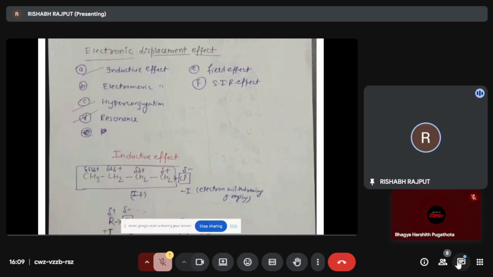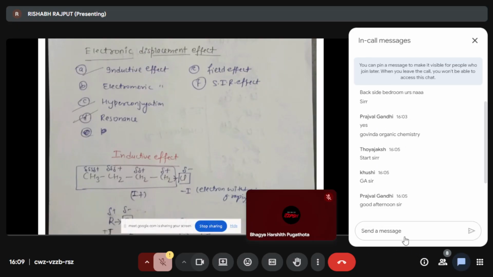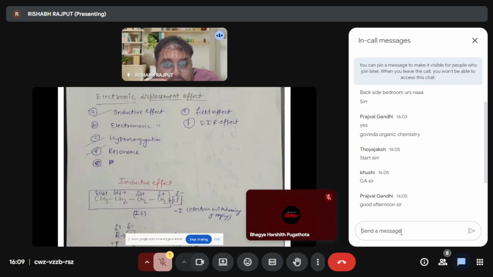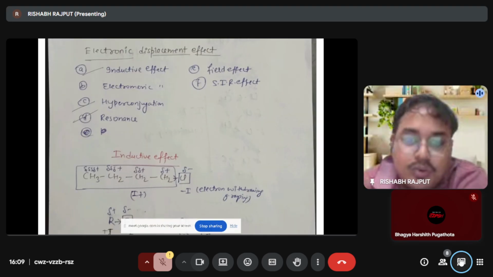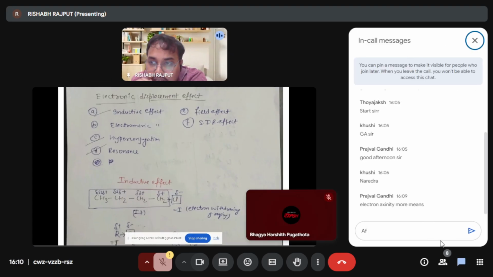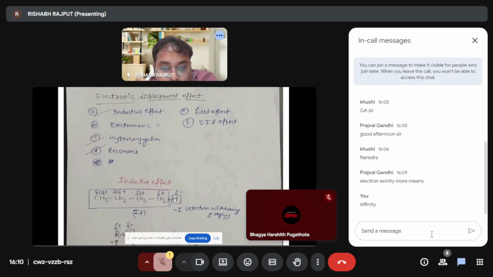If I say electronegativity is more, it means it will attract more. See, chlorine has more electronegativity compared to carbon. That means it will attract the electron more compared to carbon. Electronegativity or electron affinity is the same thing. Guys, see, here this chlorine will attract the electron towards itself, so that is why some polarization will happen.